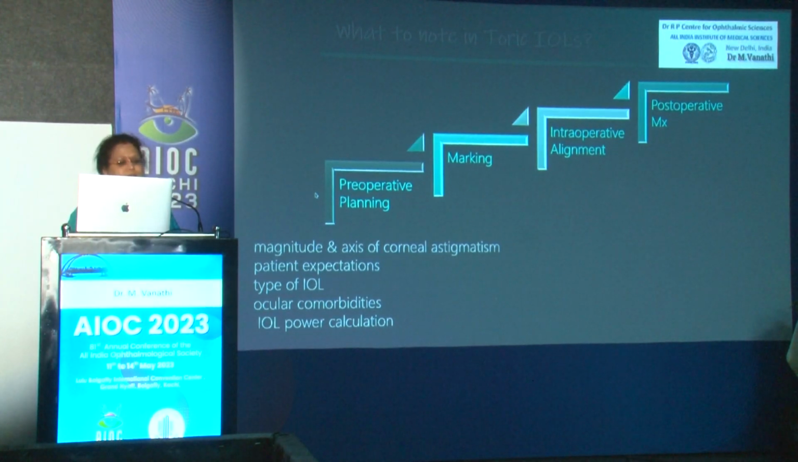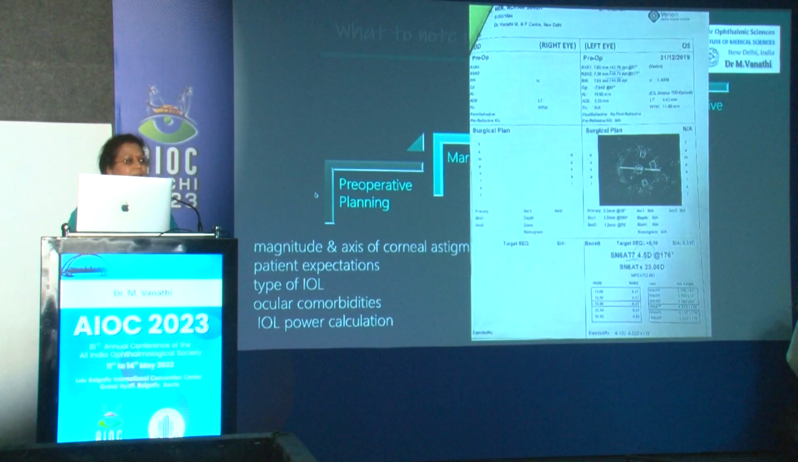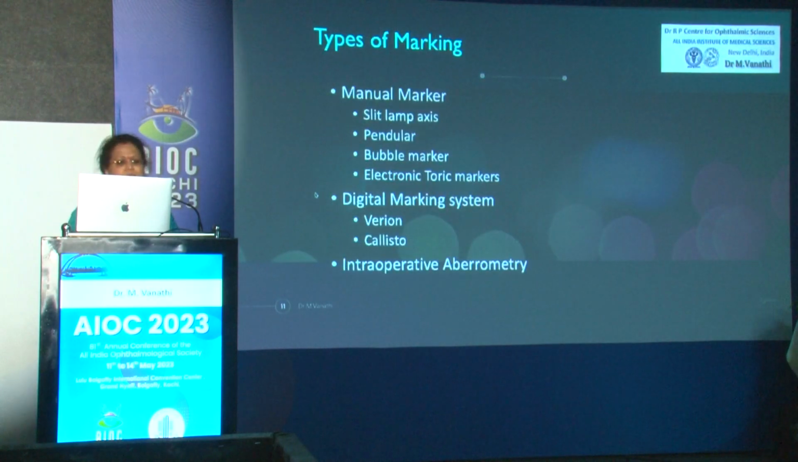So the magnitude and axis of astigmatism, looking at the realistic expectations of your patients, the kind of IOL you're going to implant, ocular comorbidities of the patient, and last but not the least, do your preoperative IOL calculation preoperatively and not on the day of surgery here. So that's a large step in refining, even if it is going to be a non-toric IOL in your practice here. There are several types of marking systems.